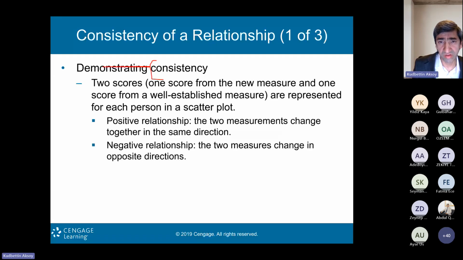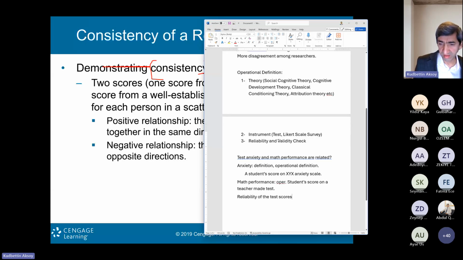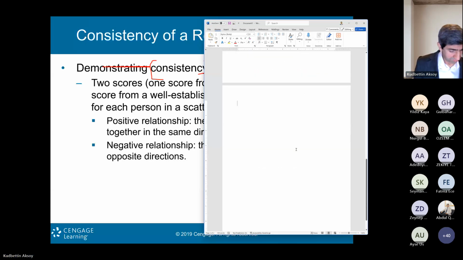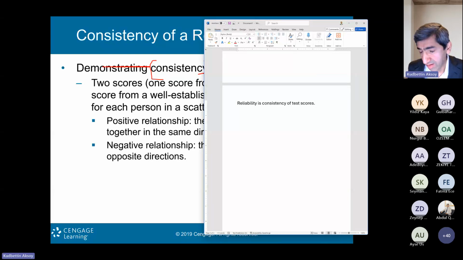Reliability is consistency. Let's establish that first. It's consistency of test scores. Imagine you have a wall clock, and that clock is 5 minutes ahead. Every day, every time, it is 5 minutes ahead. It doesn't change. Always 5 minutes ahead. So that clock is reliable. It's not accurate, but it's reliable.